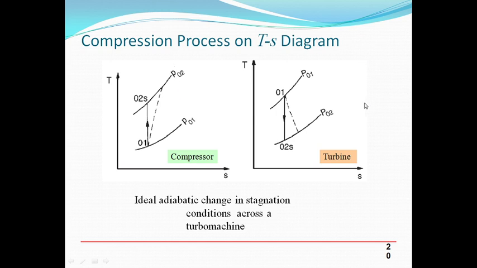The same thing when you see in the turbine, it's the other way. Turbine is the expansion process. Suppose the inlet to the turbine is this stage, and after the stage this is the outlet condition. So this is the expansion process. In the expansion process, pressure will come down, P01 to P02. This is the turbine, and this is the isentropic process. We are supposed to get like this, but in the adiabatic process, it is like this.